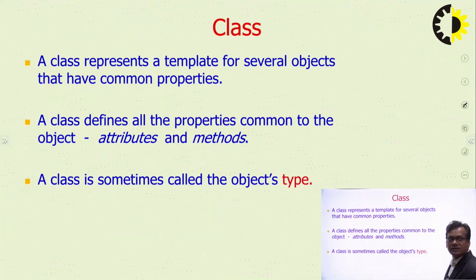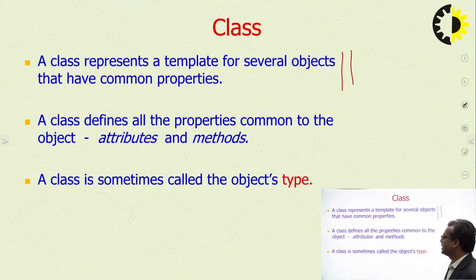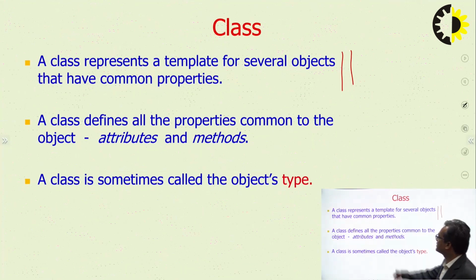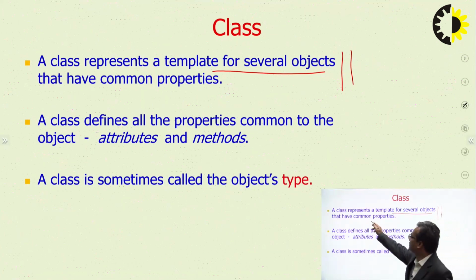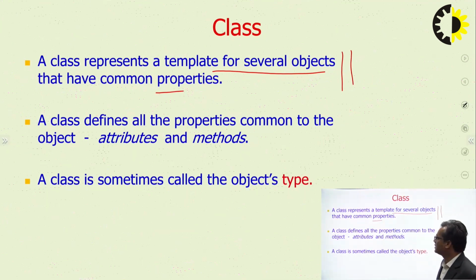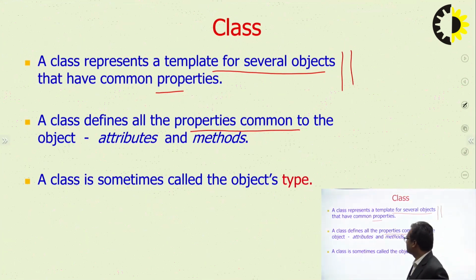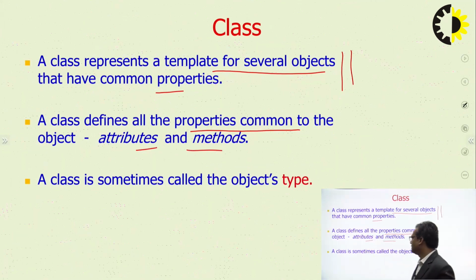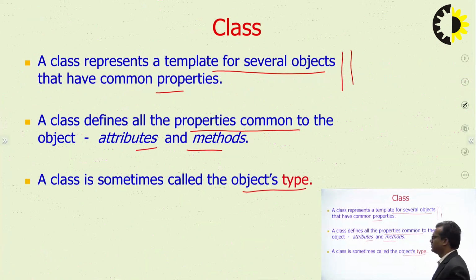So a class represents a template for several objects that have common properties. Now you can define, with this background, what a class is. A class represents a template for several objects that have common properties. Or you can say a class defines all the properties common to the objects, that is, attributes and methods. A class is sometimes called an object's type, right?